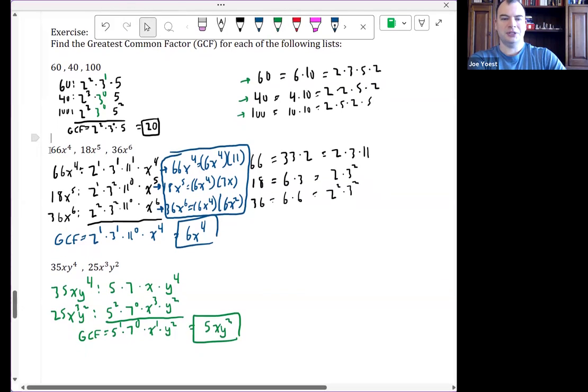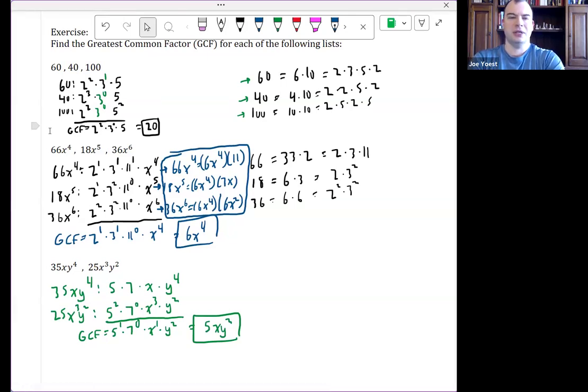And then we follow a similar process for this next part. We have a similar idea with the numbers 66, 18, and 36, but now we just have x to the fourth, x to the fifth, and x to the sixth as well in our three components of our list.